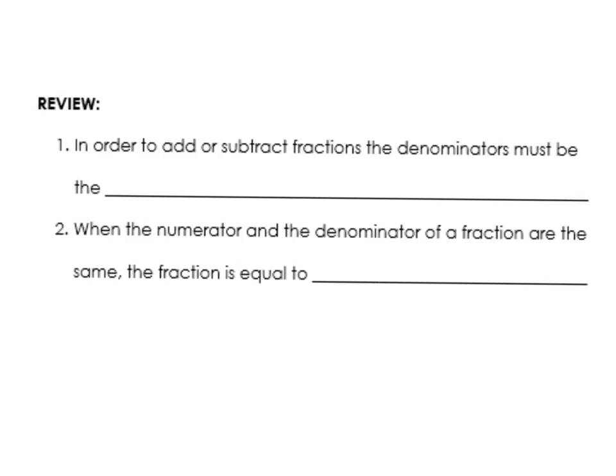Look at the notes for today. Let's review. Number 1 says in order to add or subtract fractions, the denominators must be blank. Number 2 says when the numerator and the denominator of a fraction are the same, the fraction is equal to blank. Turn and talk with your partner to answer these questions. Pause the video and replay when you are ready.